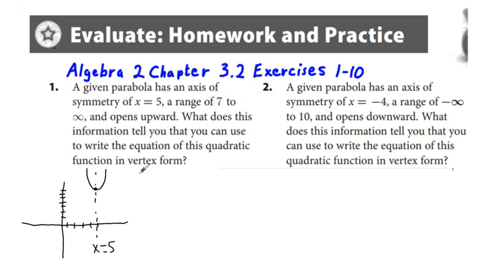And so what this means for vertex form is we have a function f of x equals, now we don't have a second point, so we don't know what a is, we know a is positive, times x, and here we have h is equal to 5, so x minus 5 squared, and then we're starting at 7 to infinity, so we put plus 7.